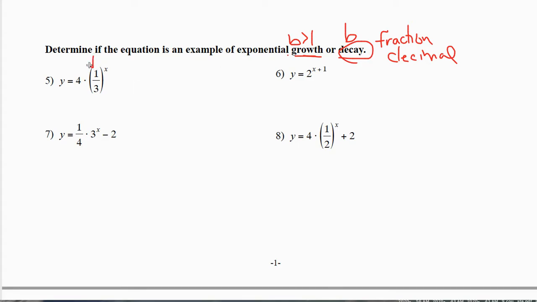So here is the base. The base is 1/3. 1/3 is a fraction. That means it is decay. Here is our base. Our base is 2. In fact, we could rewrite this as 1 times 2^(x+1). So it starts at 1. Okay, 2 is a number greater than 1, so it is going to be growth.